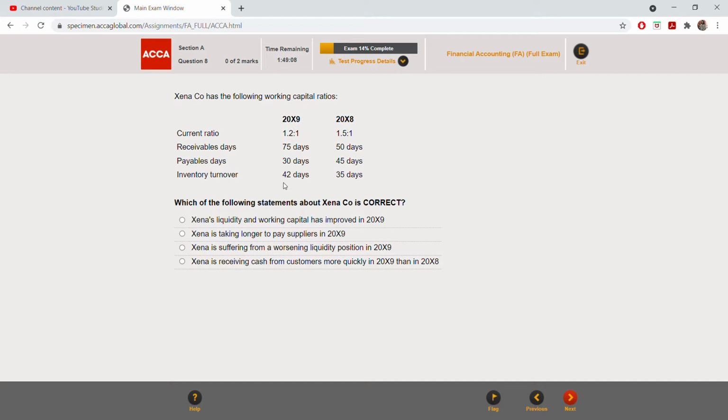So looking at this, which of these could be true? Zena's liquidity working capital has improved in 2009. No. Is taking longer to pay suppliers in 2009. No. Zena is suffering from a worsening liquidity position in 2009. Yes, but let's read the fourth one. Is receiving cash from customers more quickly? No. It is the third one.